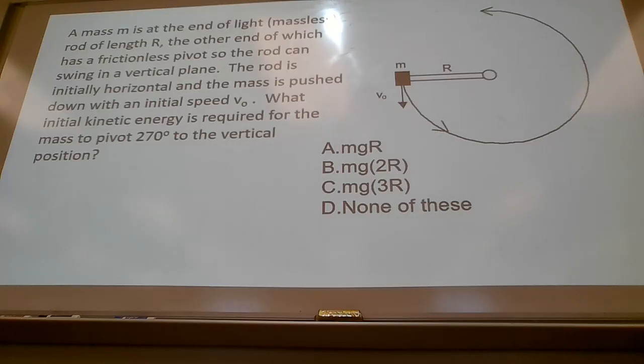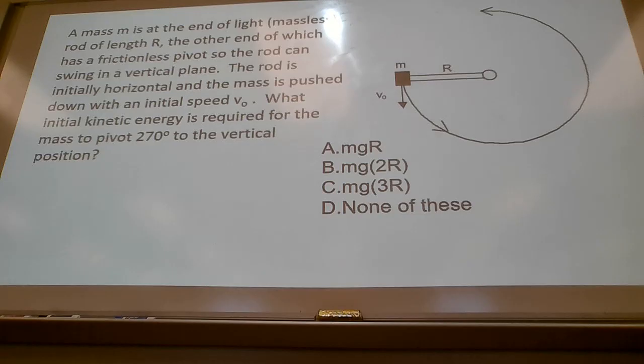I said B, but I think it's C now, because in a circle it needs to drop down, and then it needs to go back up. It's B or C, not A. Wait, it might be A. I can't get a single answer on that one. You get 2R minus R, you get MG.